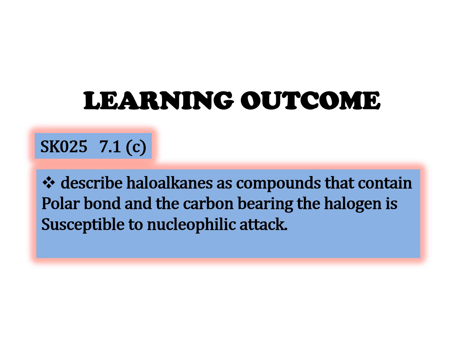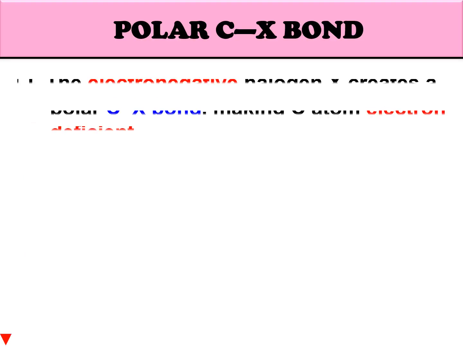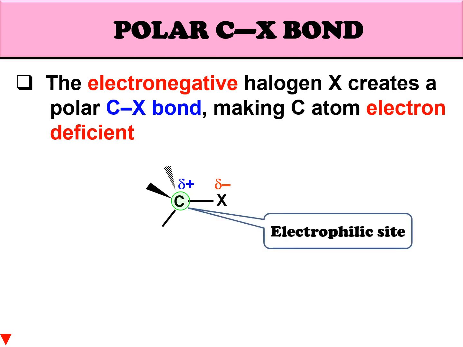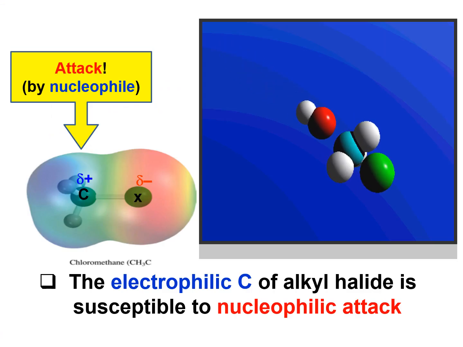Next, we move to the learning outcome 7.1c. Describe haloalkene as a compound that contains a polar bond, and the carbon bearing the halogen is susceptible to nucleophilic attack. Polar C-X bond. The electronegative halogen X creates a polar C-X bond, making the carbon atom electron deficient. So, X is more electronegative than carbon. So, carbon is an electrophilic site. The electrophilic carbon of alkyl halide is susceptible to nucleophilic attack.